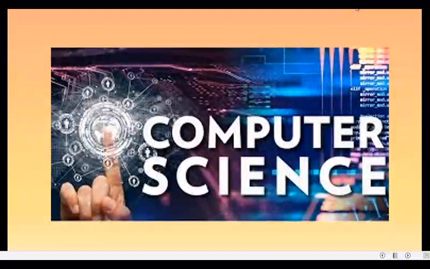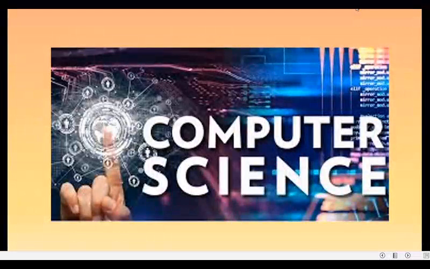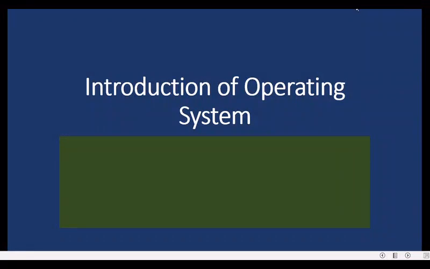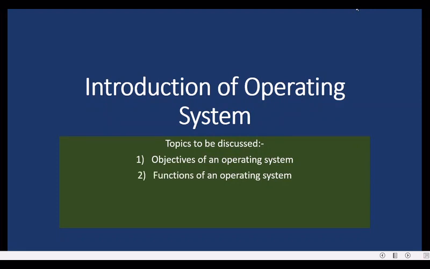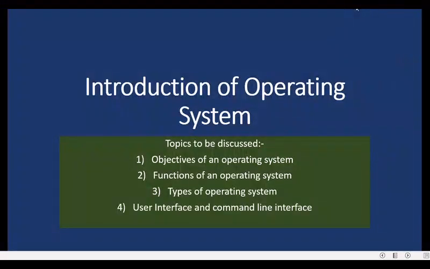This time, in the very first chapter of computer science, you have to learn about the introduction of operating system. In this chapter, we'll know about different topics: first, the objectives of an operating system; second, functions of an operating system; third, the different types of operating system; and fourth, what we mean by user interface and command line interface. So we will discuss one by one.